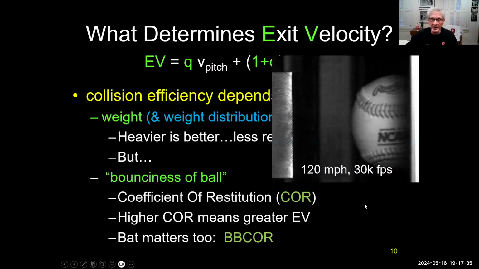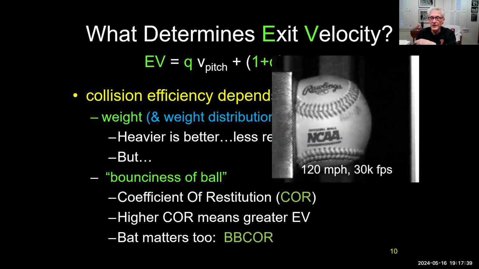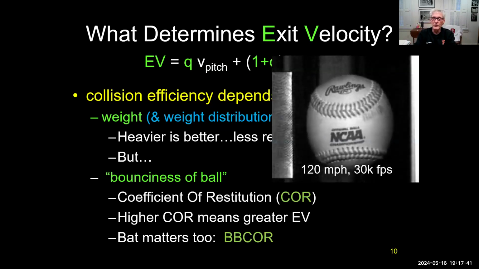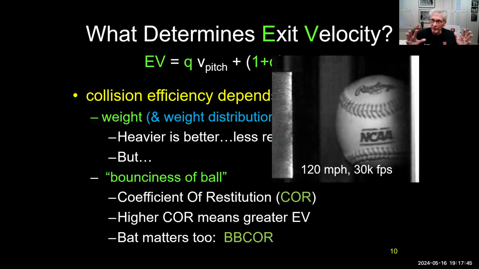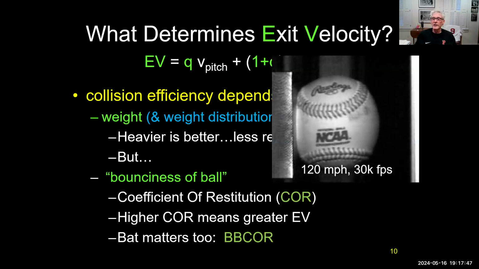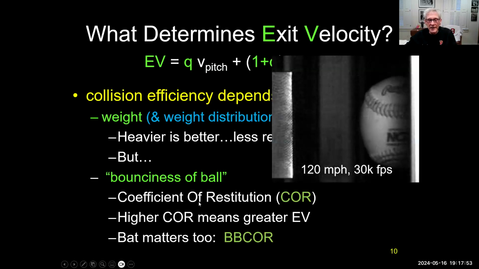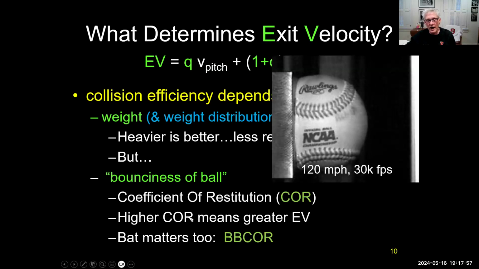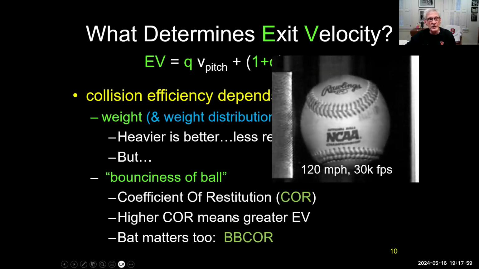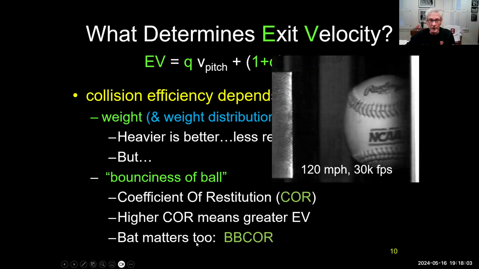The second factor is the thing I call the bounciness of the ball. The ball that you see here loses a big chunk of its energy when it collides, due to the fact that the ball is being crushed and a lot of the energy is just converted into frictional heat. This bounciness has a technical name. It's called the coefficient of restitution. I'll be referring to that, or COR. A higher COR means a larger collision efficiency and greater exit velocity.